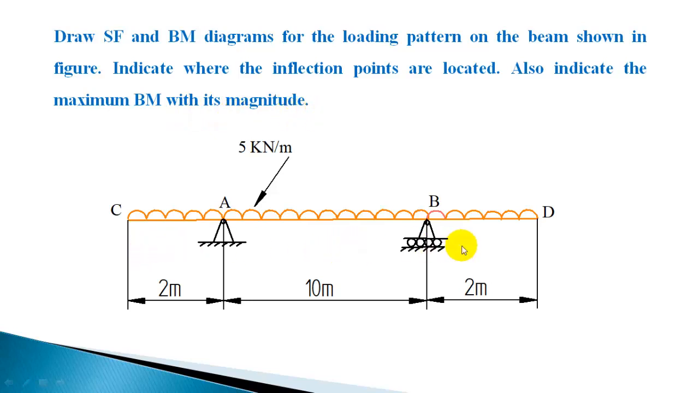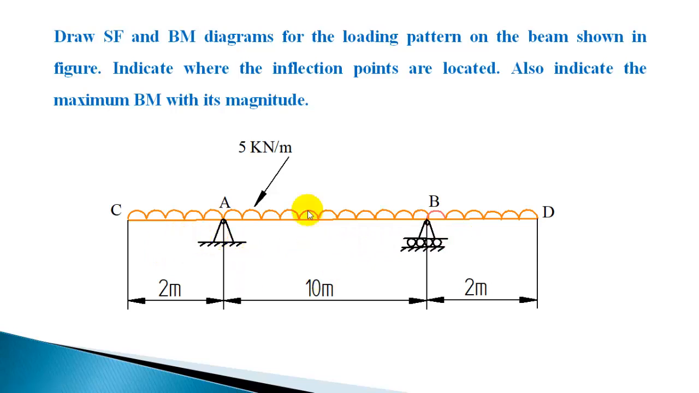So this is a beam which is subjected to UDL of intensity 5 kN per meter throughout its length, and the beam is supported symmetrically 2 meters from either end. It is an overhanging beam, overhanging on both sides.